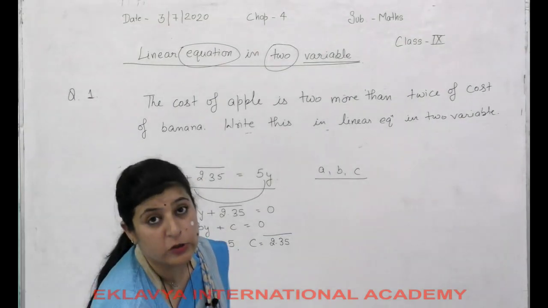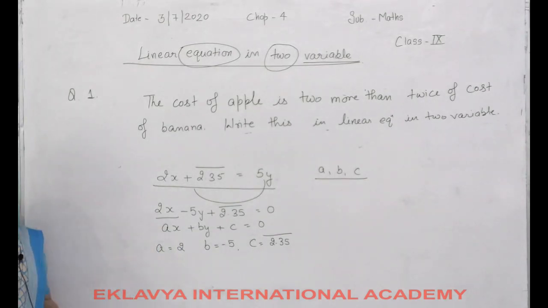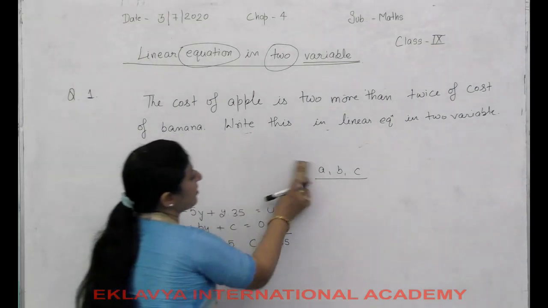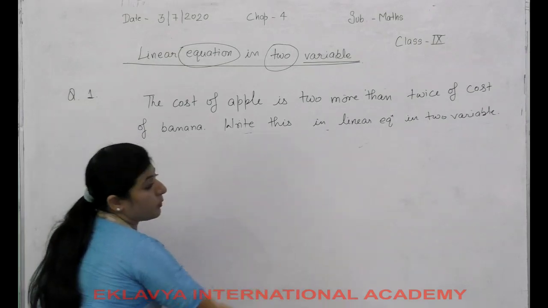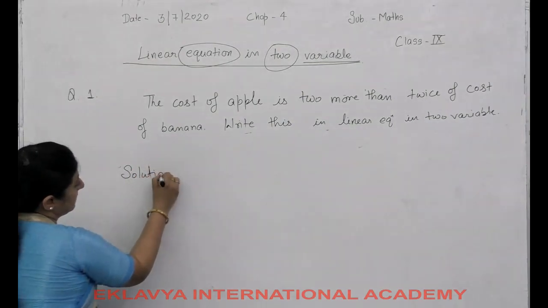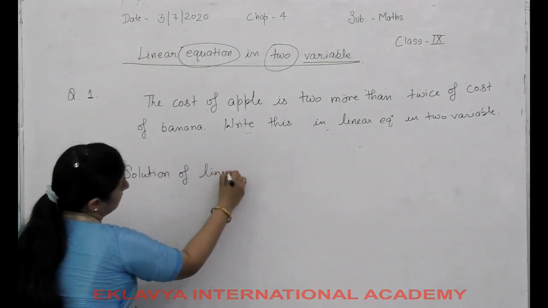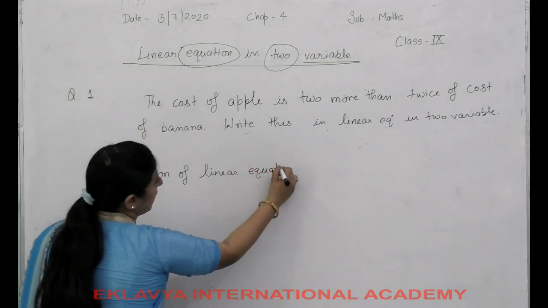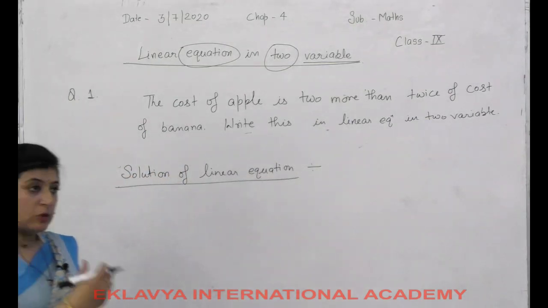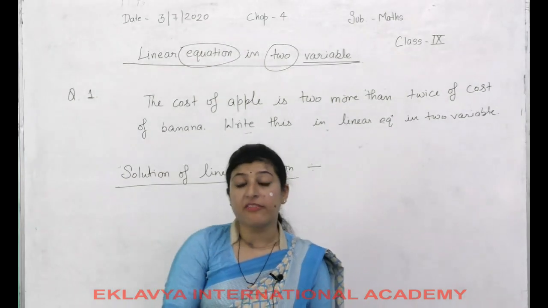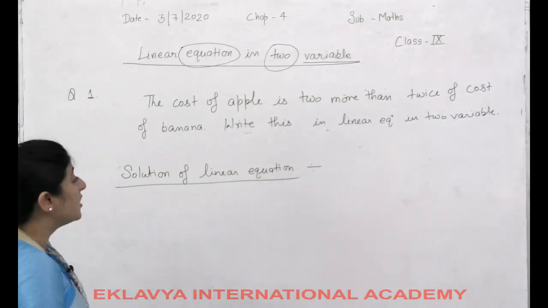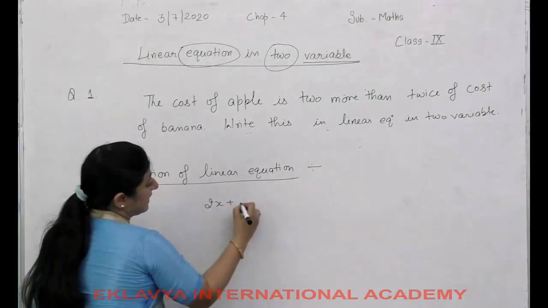Okay, now according to this example you can do your NCERT book exercise 4.1. Now we will proceed to the examples of exercise 4.2, that is the solution of linear equation. We already discussed that. What is the solution of linear equation? Whichever values of x and y satisfy our given equation, that is called the solution of our linear equation.